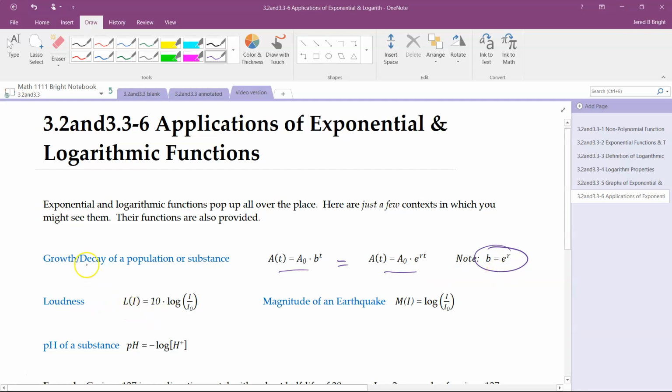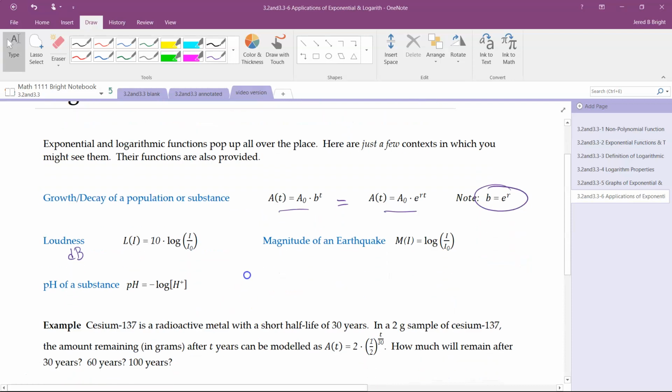Loudness of a sound as measured in decibels behaves according to a logarithmic function. Magnitude of an earthquake is a logarithmic function measured using a Richter scale. And then pH, I'm sure you've encountered pH in chemistry, or if you haven't, you will soon. You compute that using a logarithm of the hydrogen ion concentration.